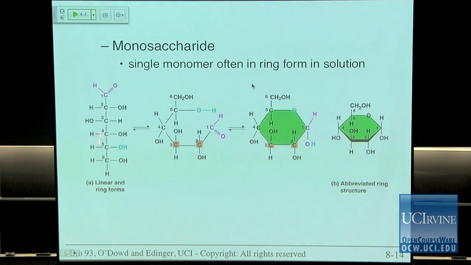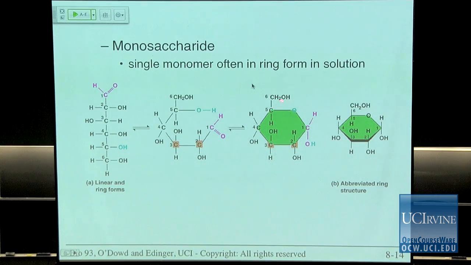Monosaccharides can occur in linear form, like we just showed you. So here is the linear form, but when they're in solution, they can also form rings, as shown here. So this is the linear form, and then it can form a ring. I don't want you to memorize the numbers of any of these carbons or who's hooked to whom, but I want you to be able to recognize basic features.